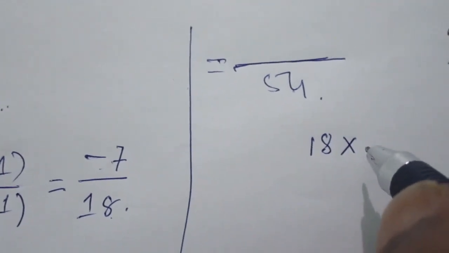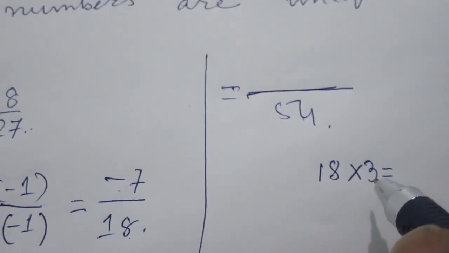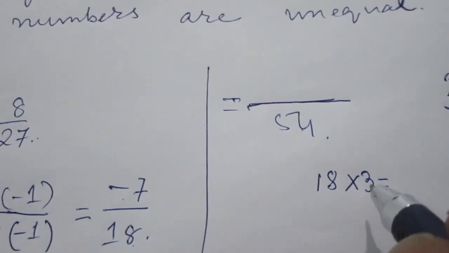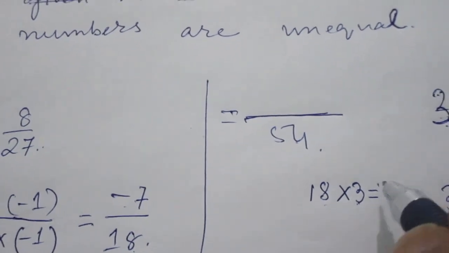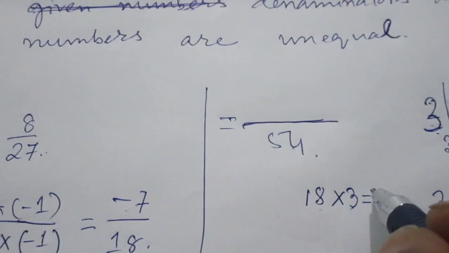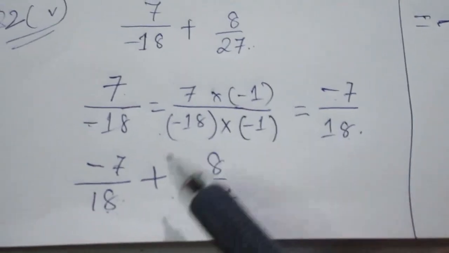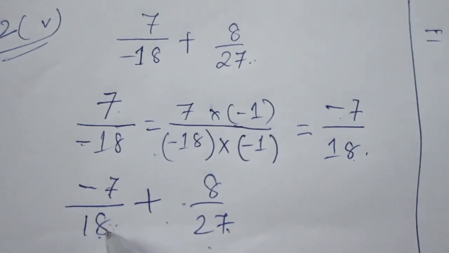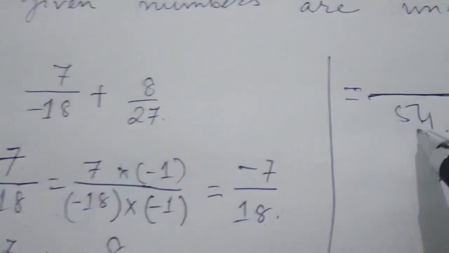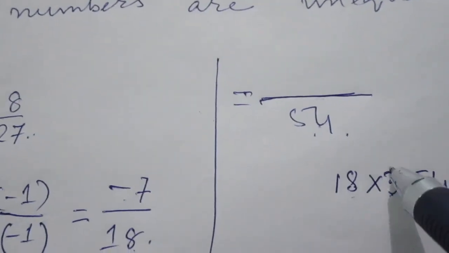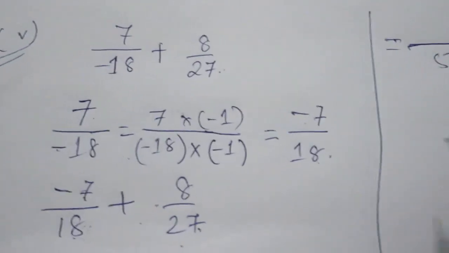If we multiply 18 with 3, how much do we get? You can start checking with 1, 2, 3 like this, but I know that 18 into 3 will give me 54, because 3 times 8 is 24, plus 3 is 54. Okay, 18 into 3 is 54. So if I multiply 3 with 18, then only it will give me the LCM 54. So what will we do with this? We will use this number 3 and multiply it again with the numerator.